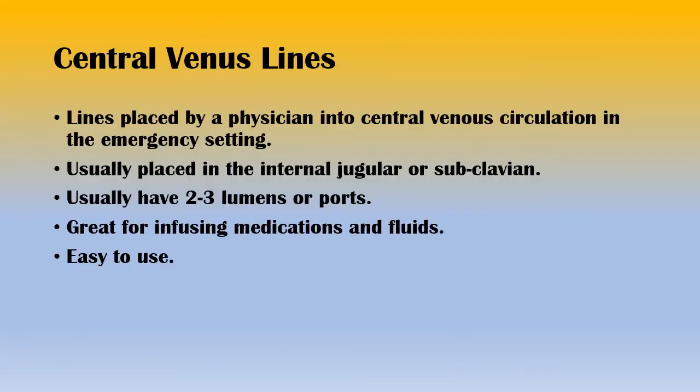Central venous lines are a lot like PICC lines. They go into central venous circulation, but they're a little more invasive and they're placed in the emergency setting. They're usually placed into the internal jugular, the subclavian, or a lot of times the femoral vein. They usually have 2 to 3 lumens or ports, and they're great for emergent access into very sick patients, infusing medications and fluids, and they're very easy to use, just like PICC lines.